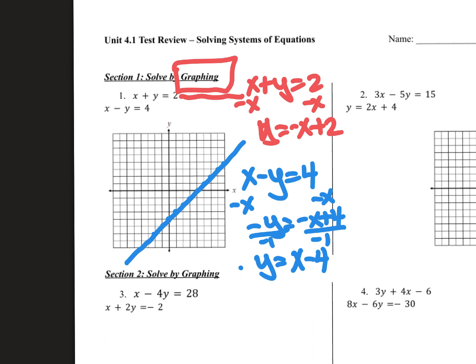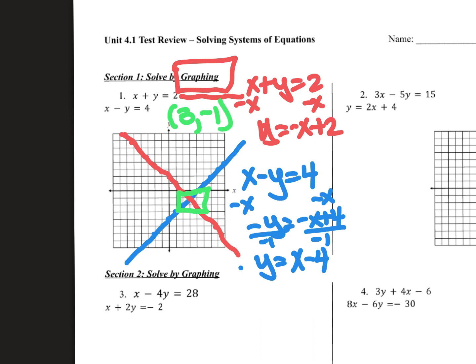The next thing is I'm going to graph my top equation, starting at my y-intercept, which is positive 2. My slope on this one is negative 1, so it tells me I'm going to go down 1 and over 1. So it looks something like this. We can already see where those two lines intersect. Now remember, a solution to a system of equations is where both of these lines intersect. We can very easily see this. I hope you can. There's that point of intersection. So my solution here is x equals 3 and y equals negative 1, and that is the solution to my system.